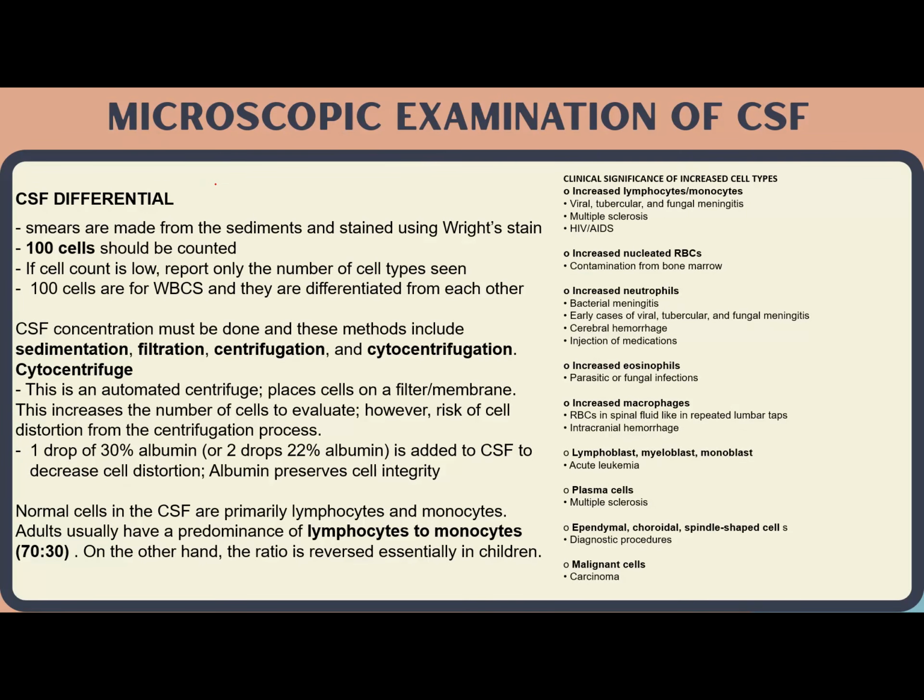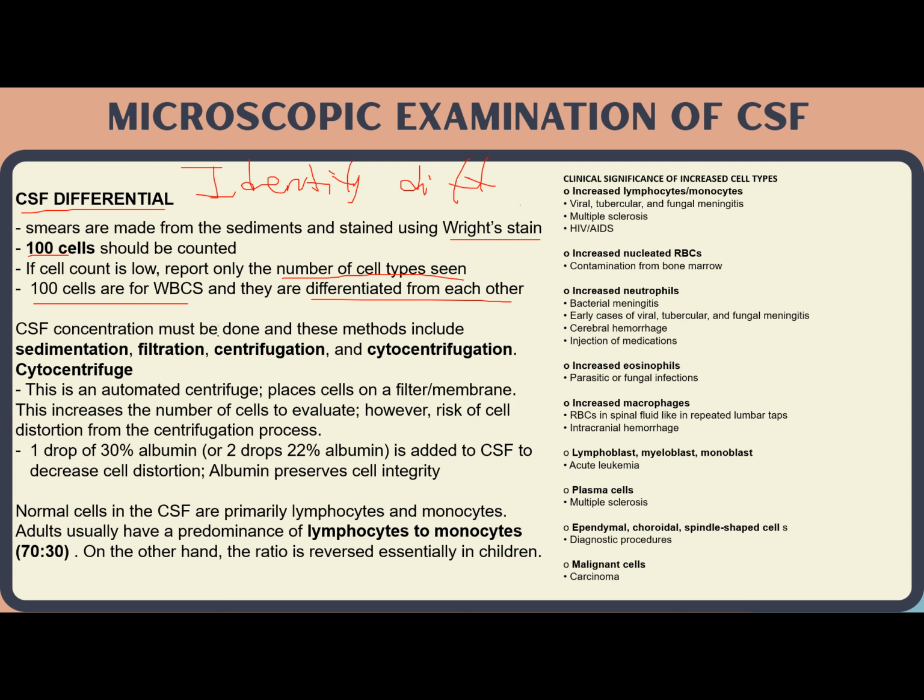Now, another microscopic examination for CSF, class, is the CSF differential. When you say CSF differential, you're trying to identify the different cells or the different WBCs. So you would make a blood smear from the sediment, and then you would stain it using Wright stain. Then you need to count, or differentiate, 100 cells. If the cell count is low, report only the number of cell types seen. 100 cells are for WBCs and they are differentiated from each other.